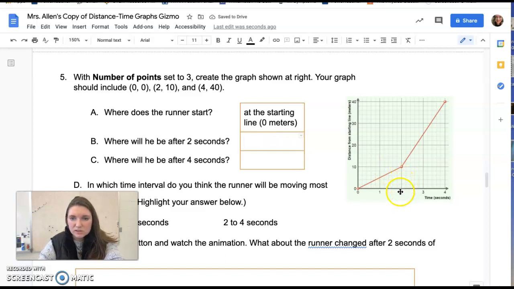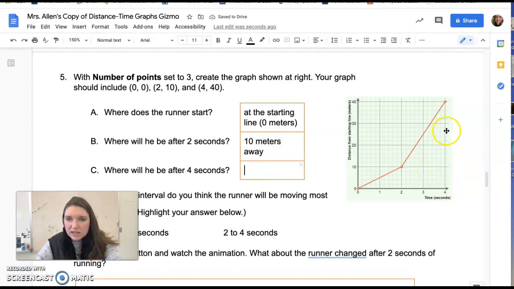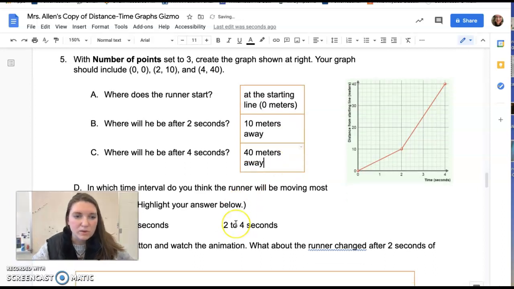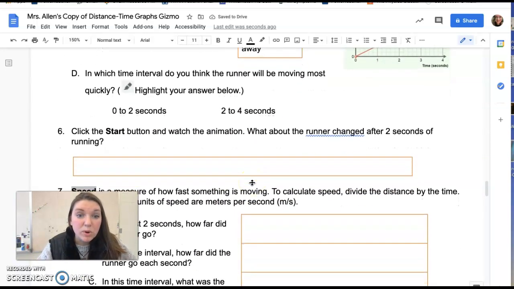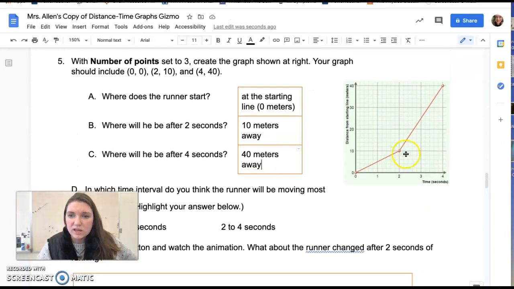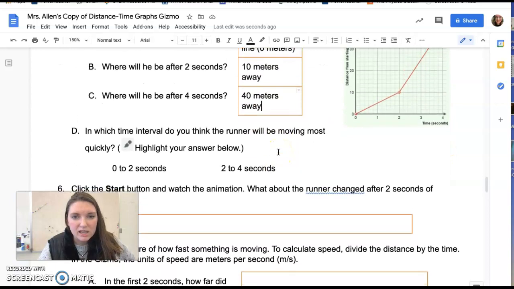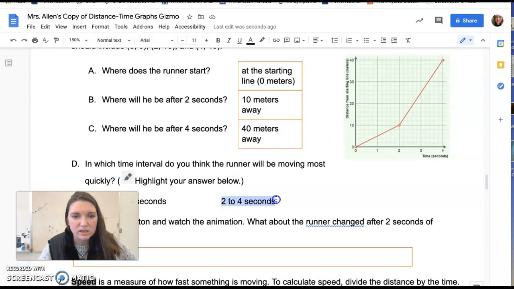Where will he be after 2 seconds? At 10 meters away. And after 4 seconds, he is 40 meters away. In which time interval do you think the runner will be moving most quickly? Now we're looking at the slope of this line. It took him 2 seconds to get to 10 meters, but then it only took 2 seconds more for him to get to 40 meters. So I'm going to say 2 to 4 seconds is when he moved most quickly.